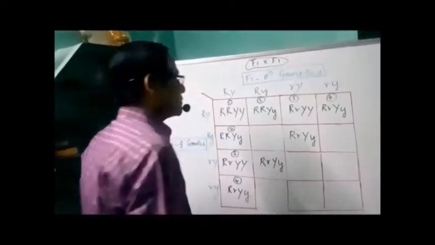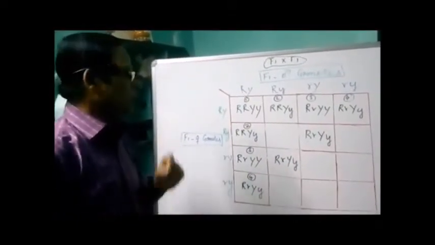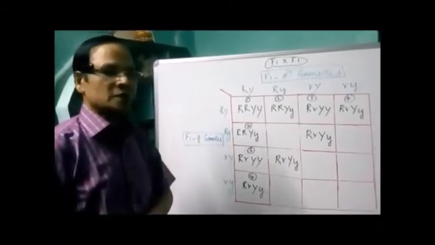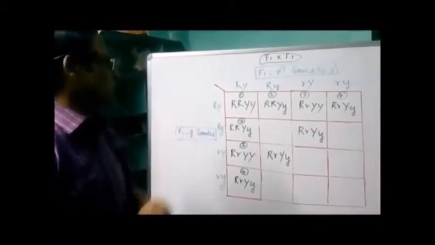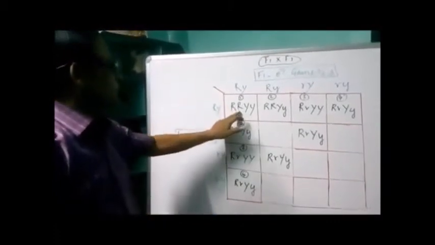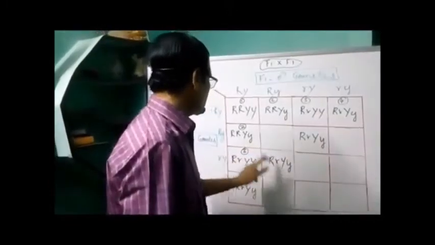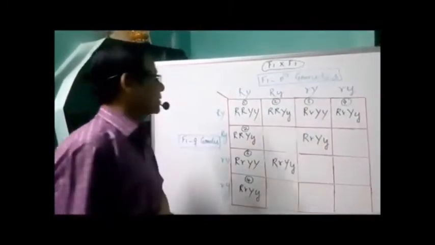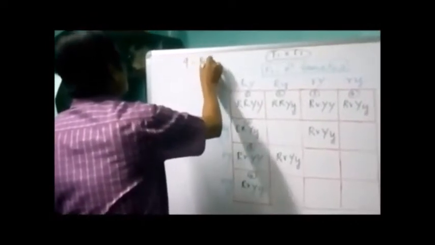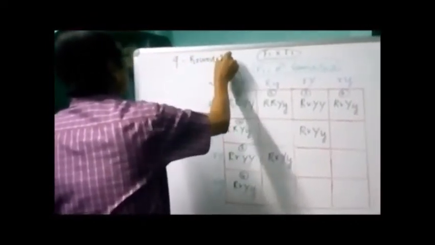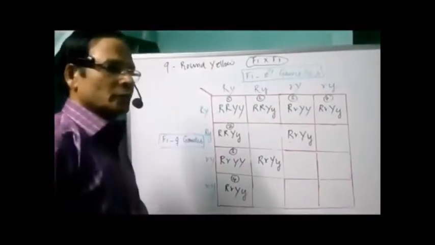So all these genotypes denote at least one dominant gene for round and one dominant gene for yellow. If you count the total number, 1, 2, 3, 4, 5, 6, 7, 8, 9, so we have 9 individuals round yellow. This is one. Now the next one, a new combination.